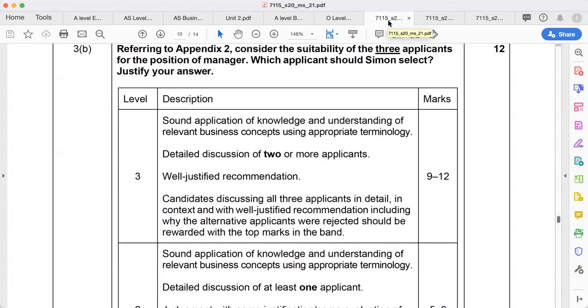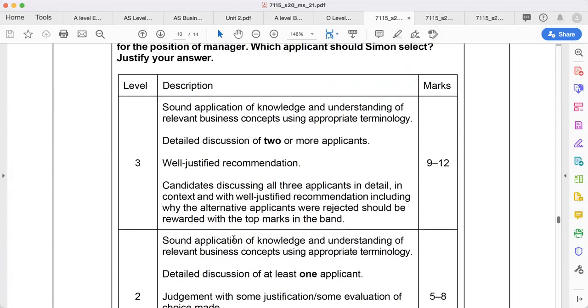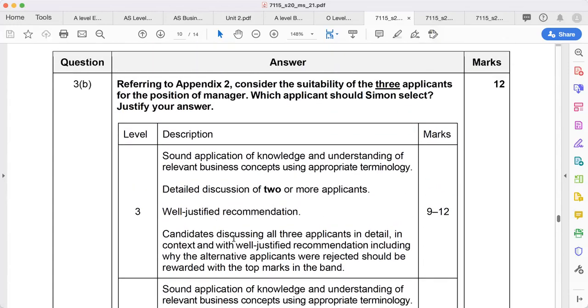Read this mark scheme carefully. Why the alternate applicants were rejected should be rewarded with the top marks in the band. If you only say that I'm going to select Joe because of this, you will fall into limited evaluation. If you compare with one, you will fall into some application, some evaluation, that is level 2. And if you compare with both, and you write why you have outweighed the other 2 over the 1, stating clearly in the recommendation the reason you have preferred Joe, because of the disadvantages of both of them.